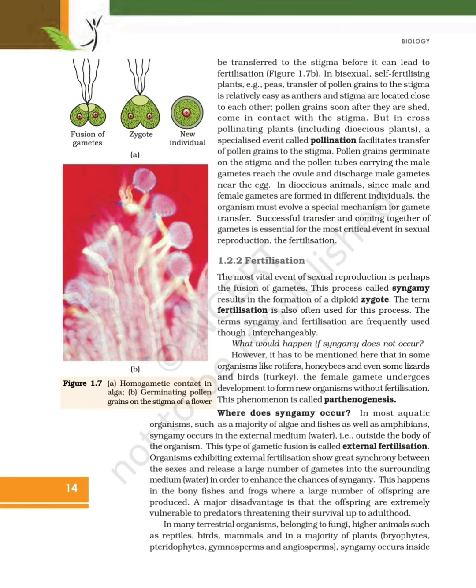Next, fertilization. The most vital event of sexual reproduction is perhaps the fusion of gametes. This process is called syngamy that results in the formation of the diploid zygote. The term fertilization is also often used for this purpose. For this process, the terms syngamy and fertilization are frequently used, though interchangeably. What would happen if syngamy does not occur?